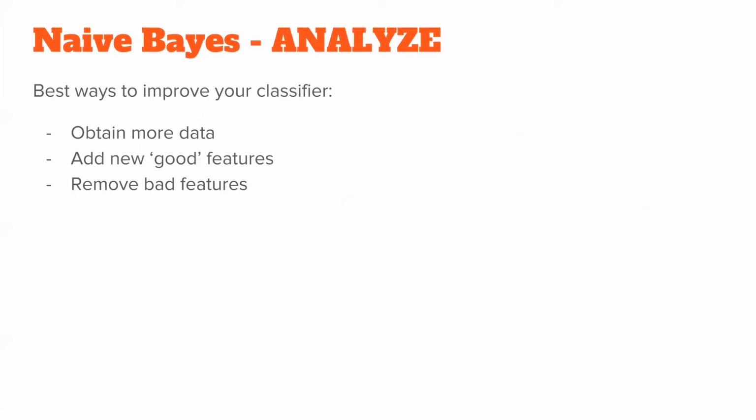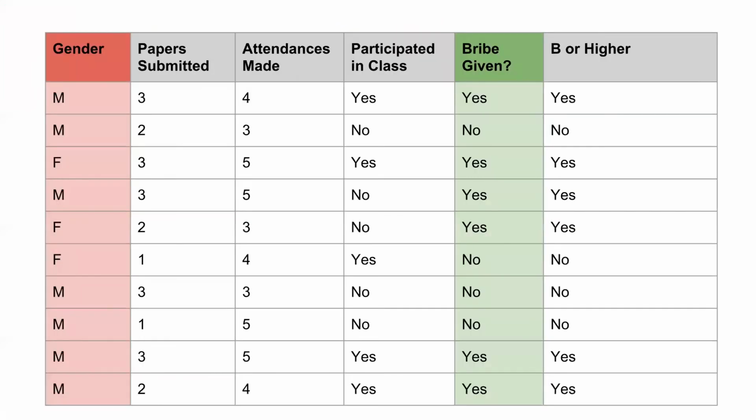So in the example I have for the class, I removed the gender column because, quite frankly, what does gender have to do with your grades? It doesn't make any sense. And I also added this other field, which is actually apparently very important as far as whether or not the student gets a B or higher in the class.